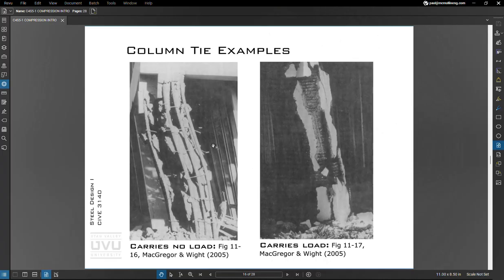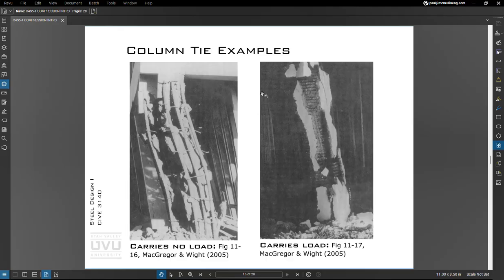Okay, we hinted at the beginning about column tie spacing. In this case here, this is the same building, same hospital. This column was really heavily tied, and you can see that even though the cover has popped off the column, the concrete inside the core is still intact. So this still carries load. Whereas this one, you can see the spacing on the ties is so far apart. Most of the ties have popped, and that concrete inside of the rebar is really not load bearing anymore.